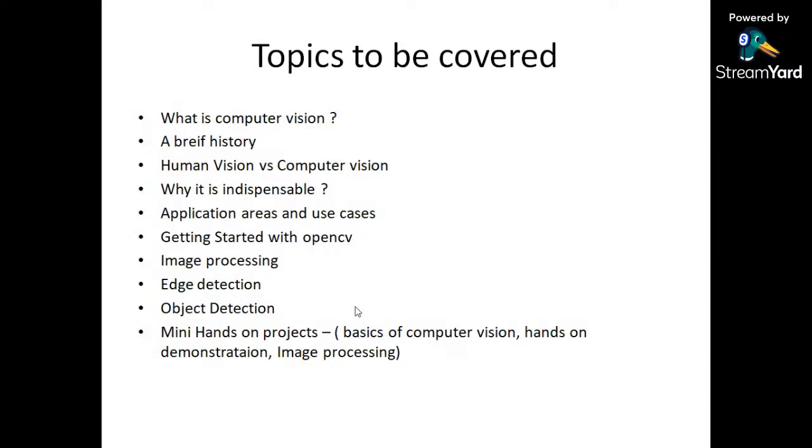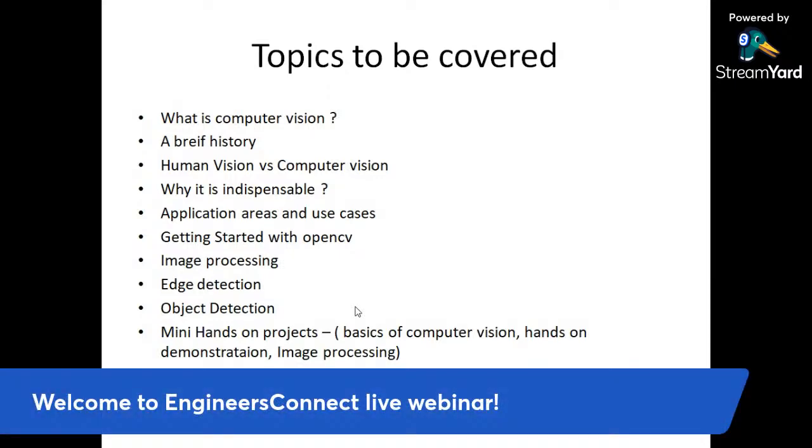How can we process several kinds of images? Just before this session, I was preparing a Python file of programming, the coding part, on how to process several kinds of images with the help of the Python language. Age detection, these are all applications.